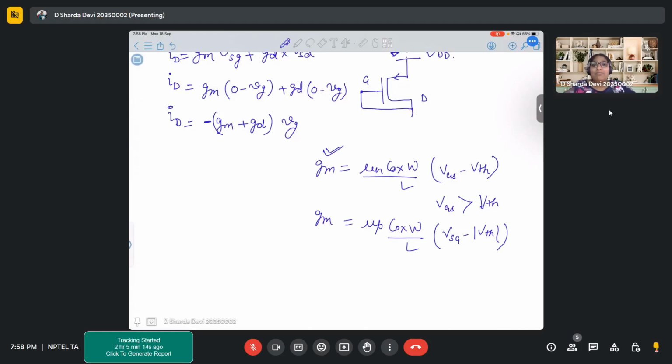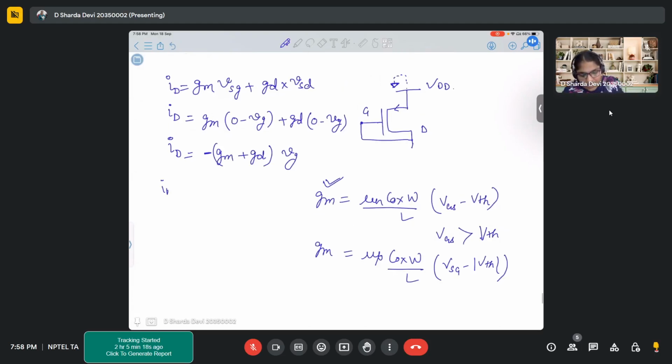It might turn out that while solving, like here also, if I say my ID by VG, I'm getting a negative of GM plus GD, right? So I'm getting a negative, and ID by VG is again a transconductance, correct? So this is a combination of transconductance, and I'm getting a negative transconductance. That doesn't mean it is negative. It's just that because of the interaction between those two, we get it. But GM will be a positive value, right? Always.